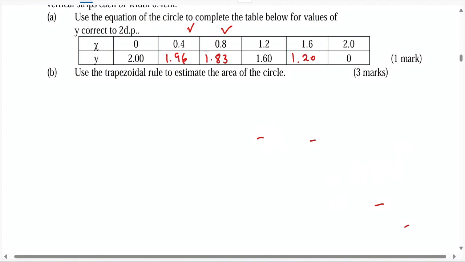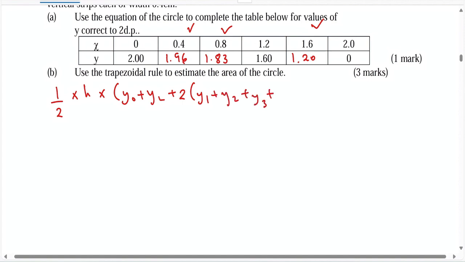So question B. Question B umeulizwa use the trapezoidal rule to estimate the area of the circle. The area of the circle for trapezoidal rule is very easy, which is given by a half times your height, so times y naught. Y naught ni ile y ya mwisho plus your y last plus 2 times the other y's, ambazo it doesn't include the first y and the last y, so it includes the middle y's, so plus y2 plus y3 and the others.